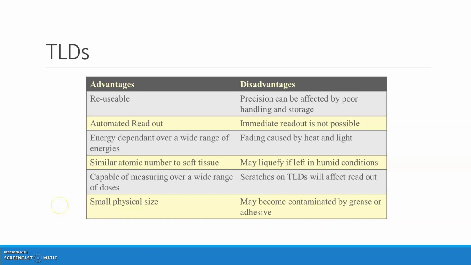They can be useful for out-of-beam measurements, so for critical organ dose measurements. So you can position them close to the eye, for example, to estimate the dose to the lens of the eye for some head and neck patients. But other than that, they're not really used widely now in in vivo dosimetry.